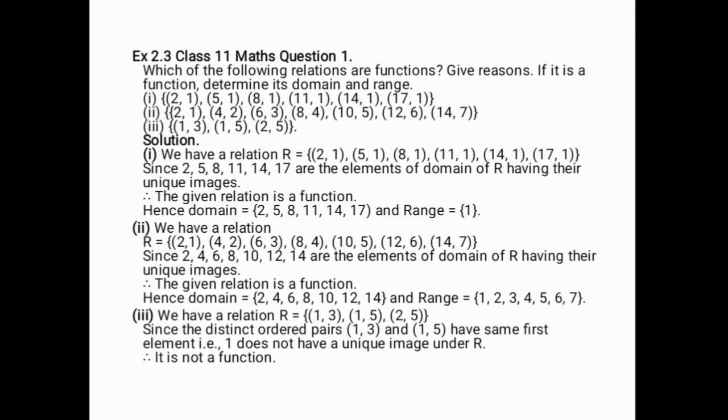Definition: a relation f from a set A to a set B is said to be a function if every element of set A has only one image in set B. That is called a function. Next one, a function which has either R or one of its subsets as its range is called a real valued function.